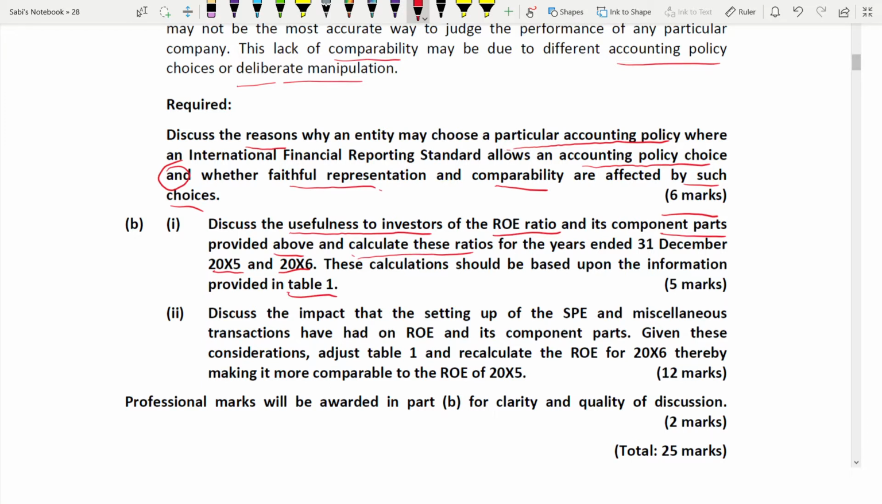Very easy, very straightforward question, because they told exactly what ratios you need to calculate, what years you need to calculate the ratios for, as well as where you have to take the information from to calculate those ratios. Very easy, straightforward.